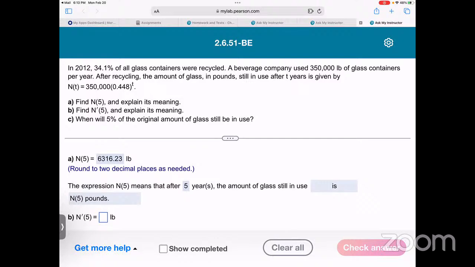Okay. And we got some solutions here, but on this journey we're less concerned with the answers, and more concerned with how we arrive at those conclusions, and what these things mean, right? So N of 5. With N of 5, they're just saying, plug in when T is 5, and then this formula is going to be the amount of glass in pounds still in use after 5 years, right? So I think we see the result there. We can go ahead and confirm that number.